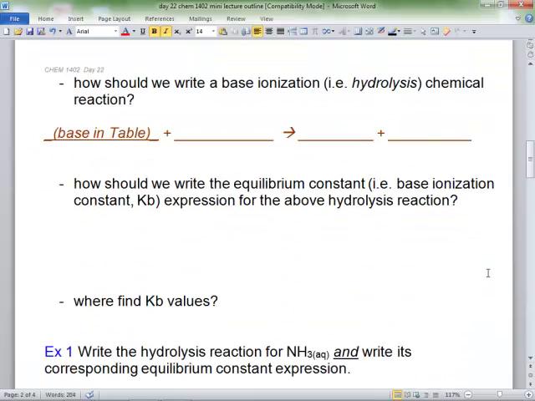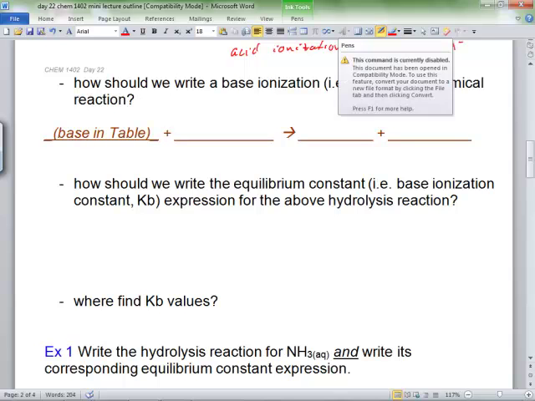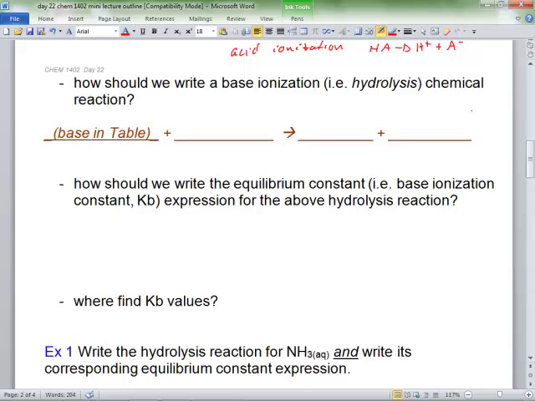So we talked about how to write an acid ionization reaction, right? Remember that was just HA going to H plus and A minus, right? That was the general way for acid ionization. And you had to write it that way. Otherwise your Ka isn't going to work, right?